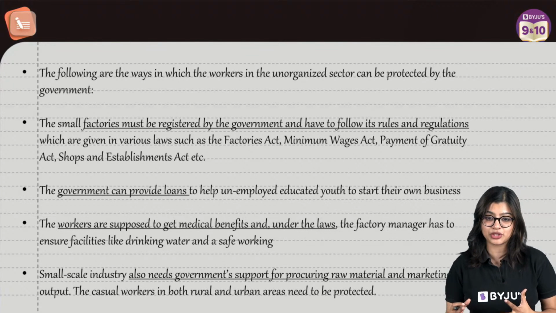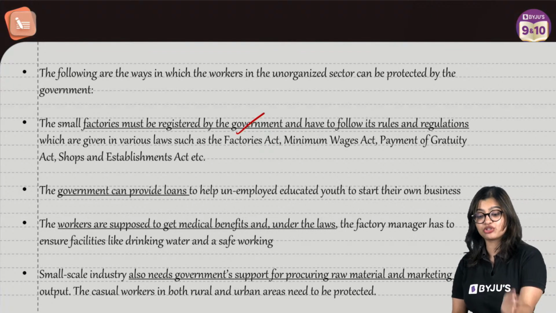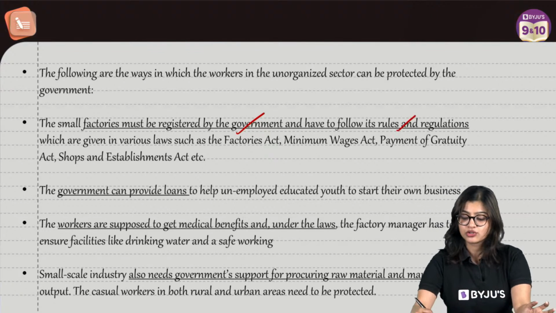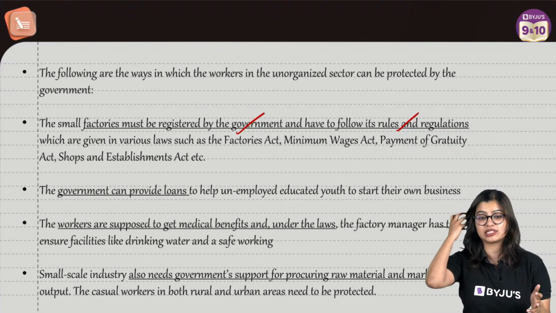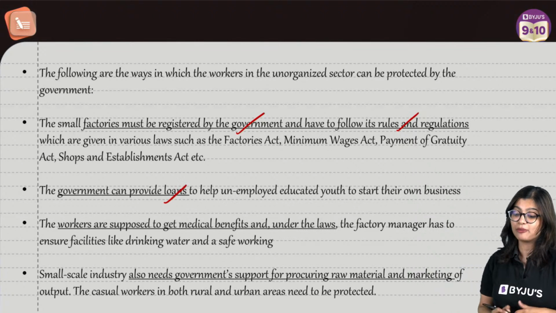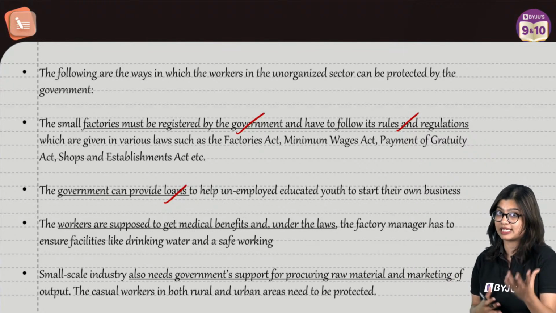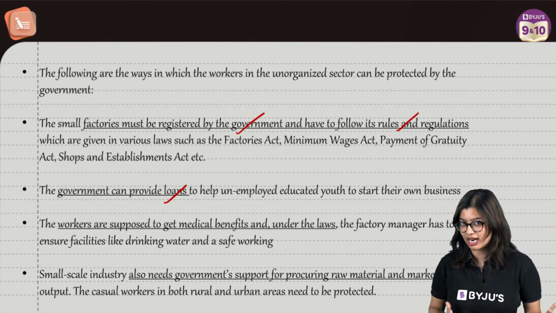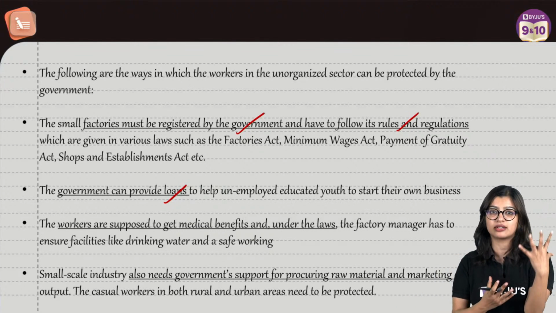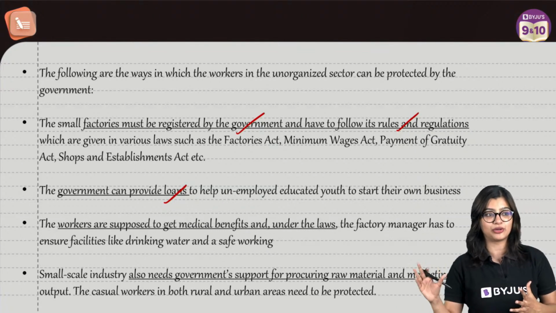What are the following ways in which we can do this? Factories should get registered with the government so that it can follow its rules and regulations like the Factories Act, Minimum Wages Act, and so on. Government can provide loans so that uneducated youth, or anyone who wants to start their own business or a small scale venture, will be able to do it.